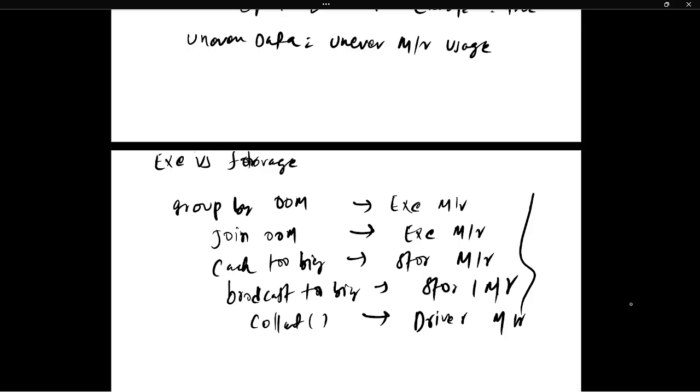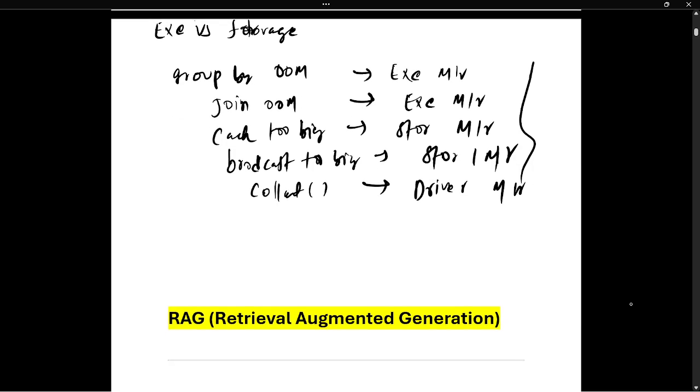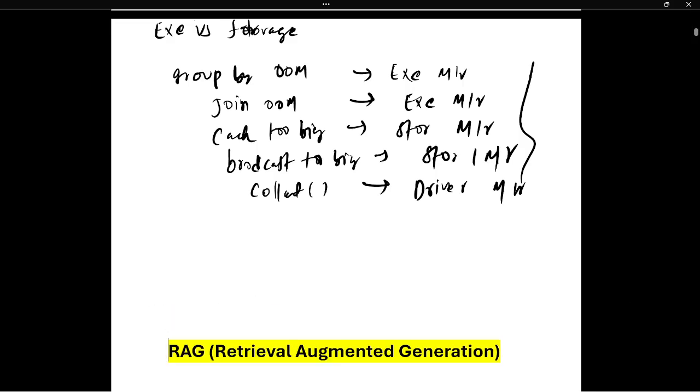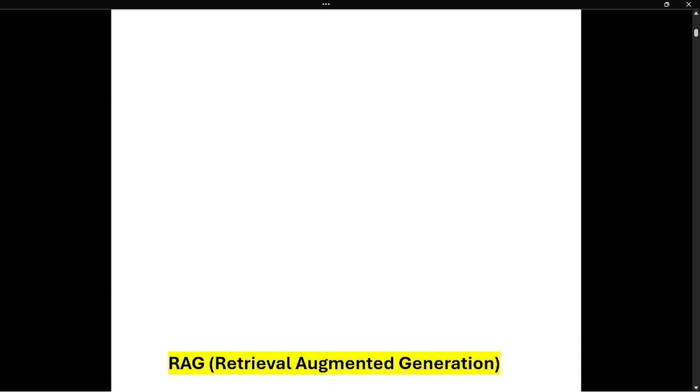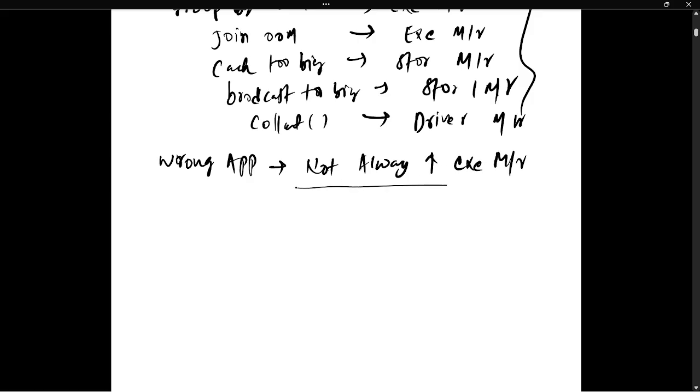Then we need to understand why memory tuning alone is not enough. So what is the wrong thinking? Increasing executor memory every time is not the solution. We understand this initially, right? Because if there is an issue with the driver memory and we are increasing the executor memory, that is not the solution. Wrong approach: not always increase executor memory. That is the wrong approach.